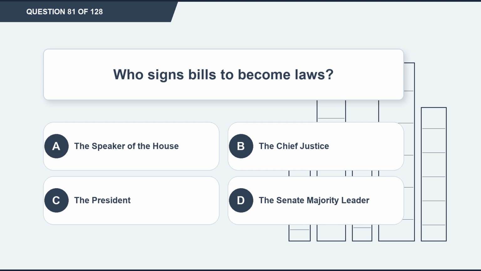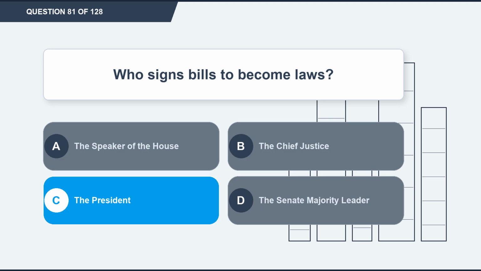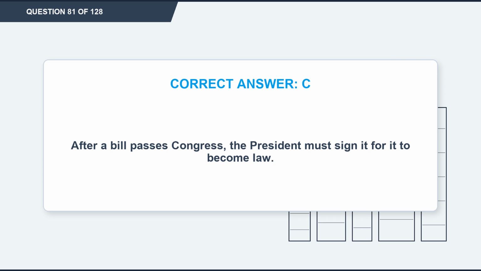Question 81. Who signs bills to become laws? Option A, the Speaker of the House. Option B, the Chief Justice. Option C, the President. Option D, the Senate Majority Leader. The correct answer is option C, the President. Explanation. After a bill passes Congress, the President must sign it for it to become law.